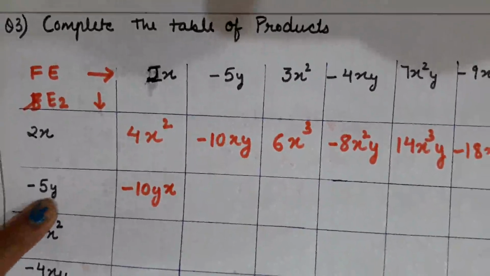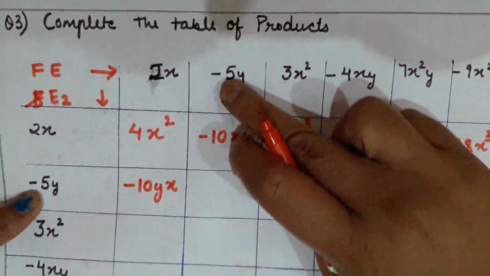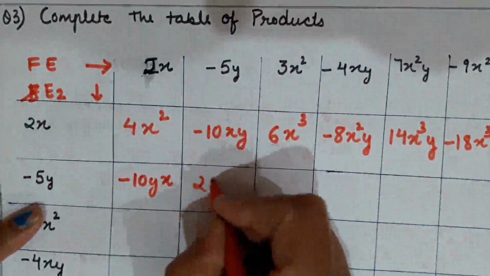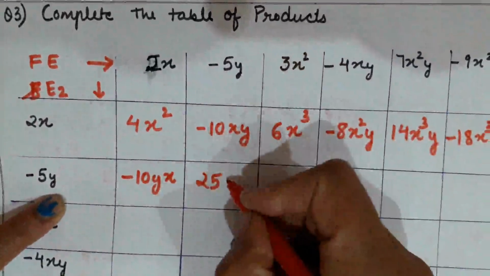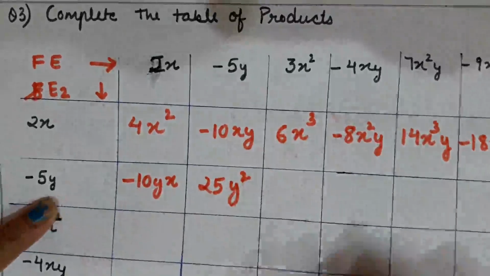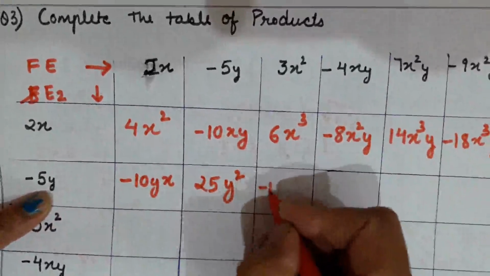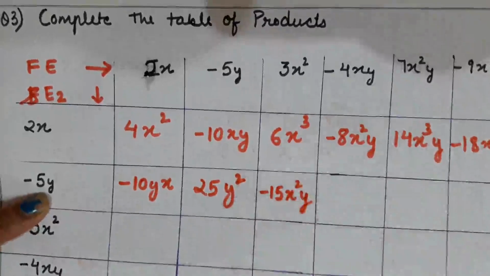Now minus 5y, minus 5y. Again minus here, minus here, so minus minus plus. 5 into 5 is 25. So it gives you, here is y and here is also y, it gives you y square. Okay. Now minus 5 and 3, it gives you minus 15. Both are having different variables, so you can write like this.